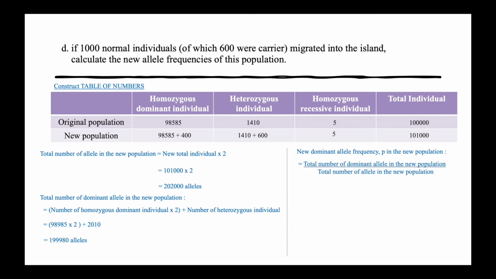From here, we can find the new dominant allele frequency P for the new population. We simply divide the total number of dominant alleles in the new population by the total number of alleles in the new population. In this case, 199,980 divided by 202,000, giving the final answer of 0.99. Again, since this is the case where the population is no longer in equilibrium, please remember not to use p plus q equal to 1 to find the frequency of recessive allele, q.